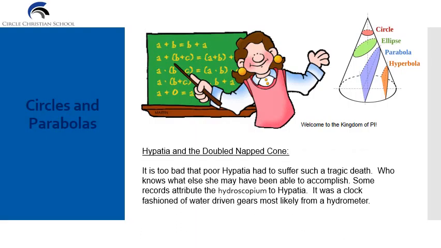Circles and parabolas. It's too bad that poor Hypatia had to suffer such a tragic death. Who knows what she may have been able to accomplish? Some records attribute the hydroscopium to Hypatia. It was a clock fashioned of water-driven gears, most likely from a hydrometer.